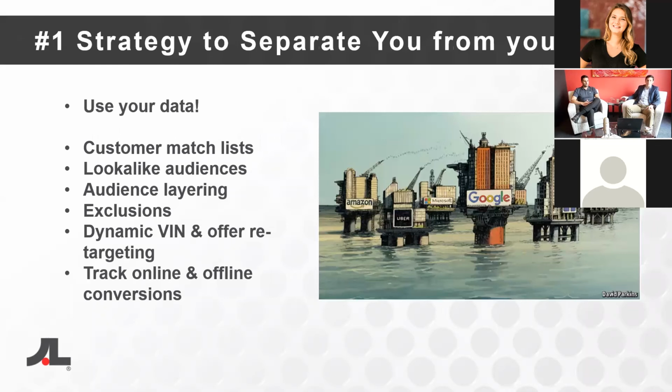So just high level strategies, right? Use your data is my number one recommendation above everything else. Customer match lists are probably our top performers with remarketing campaigns, because these are the people that we know already own the vehicle, or they have the highest intent because they've shown it in the past. Lookalike audiences, audience layering, exclusions, I think are very useful. And I don't think a lot of people are utilizing exclusions like they should.